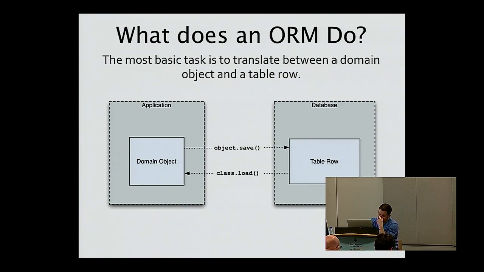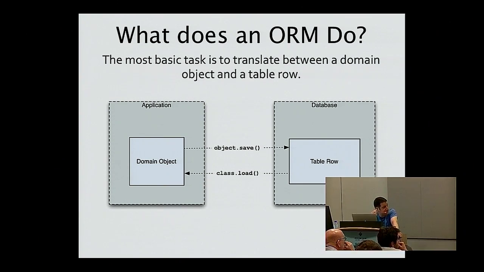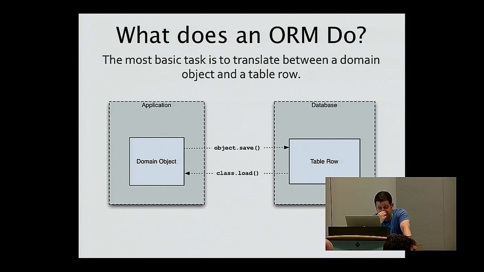So at the most simplistic level possible, the most one-liner ORM in the world should do this. It should be able to take the domain object from your application and persist some kind of a table row in your database. And it should have some kind of system to retrieve the row in the database back into a domain object. So this is the most basic function of the object relational mapper.